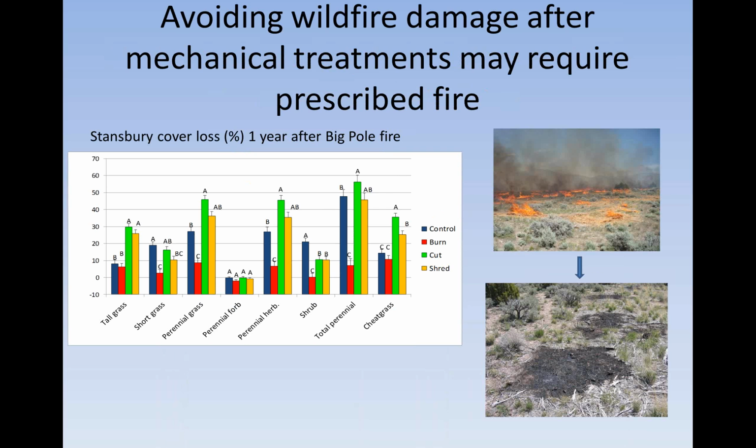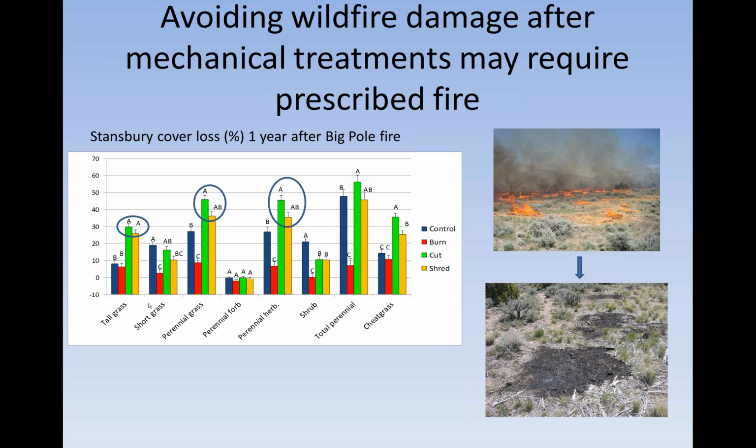One of the problems with putting these fuels on the ground mechanically is that when you do get subsequent wildfire, it can burn the growing points of the grasses. You've already lost the shrubs if you've done a prescribed fire, except for the root sprouting shrubs. So this was some Stansbury cover loss 1 year after the Big Pole fire, and we need to go back and see how it's done years later. But you get a greater loss by the 2 mechanical treatments, cut and shred, of your herbaceous species.